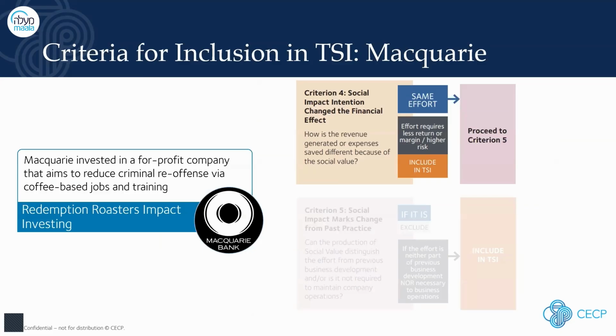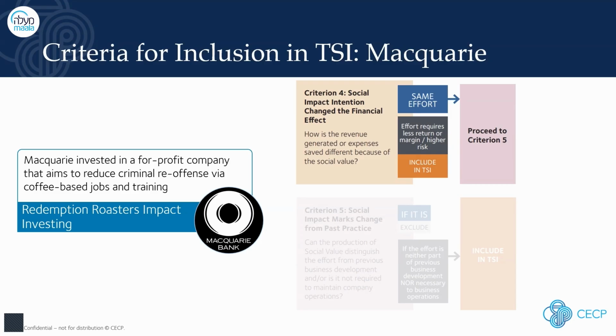Criterion 4, social impact intention changed the financial effect. How was the revenue generated or expenses saved different because of the social value? Because this is a social impact endeavor that is aimed at a specific population and requires a lot of additional resources to support the people in this program and get them set up for a good life, that does reduce the margins of the returns that Macquarie is receiving.